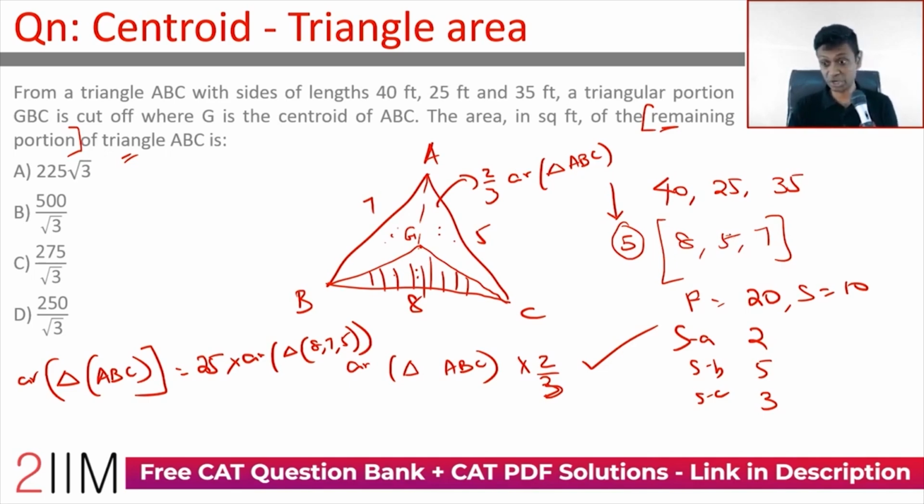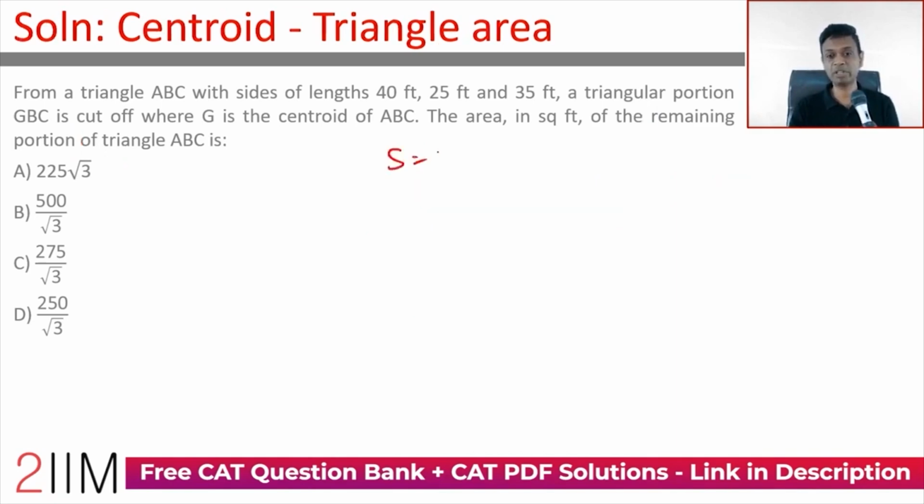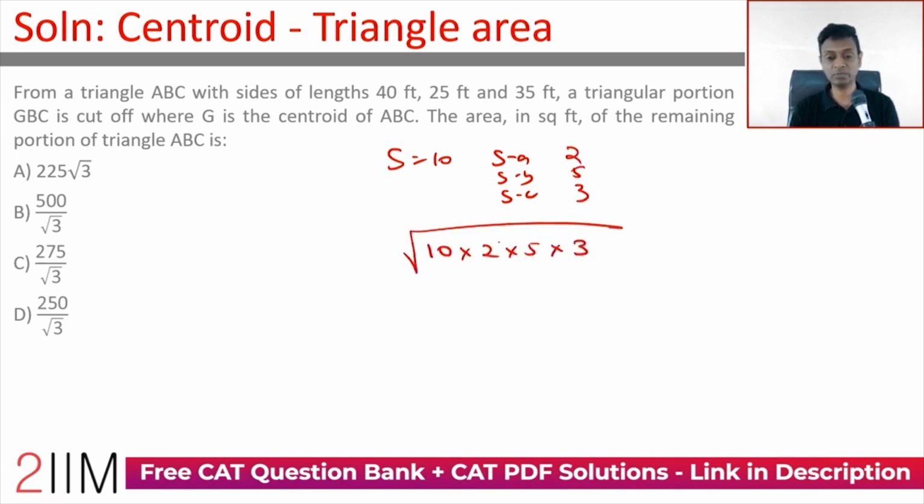Now I'm going to do the computation. I know the semi-perimeter is 10. S minus A, S minus B, S minus C are 2, 5, 3. So the area is square root of 10 into 2 into 5 into 3. This is the area of the triangle of sides 8, 7 and 5. This into 25, because now I'm not thinking about 8, 7, 5, I'm thinking about 40, 35, 25.